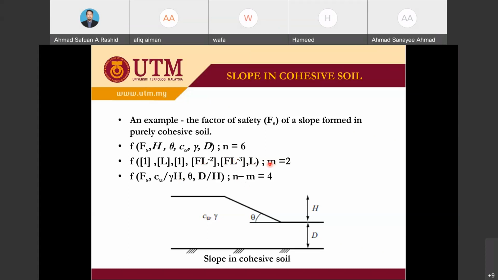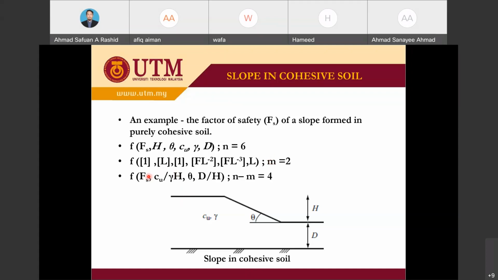So it means that for primary dimensions, it can have 3, or I guess minimum 2. So 6 minus 2 is equal to 4. So in that case, we need to propose for the primary dimension. We need to have 4 dimensionless equations.